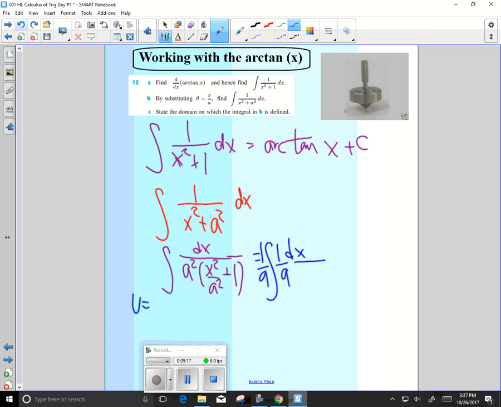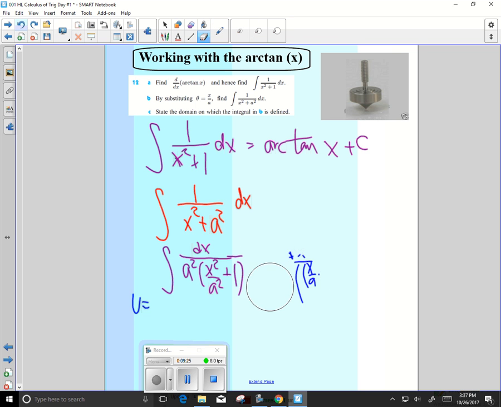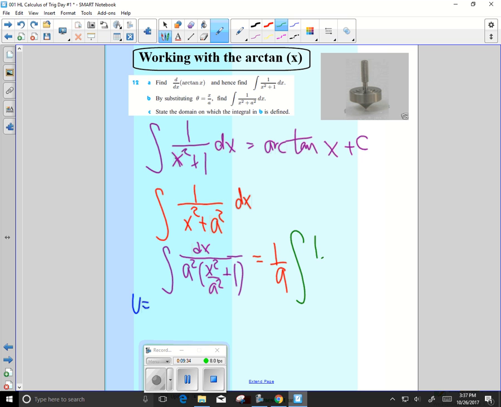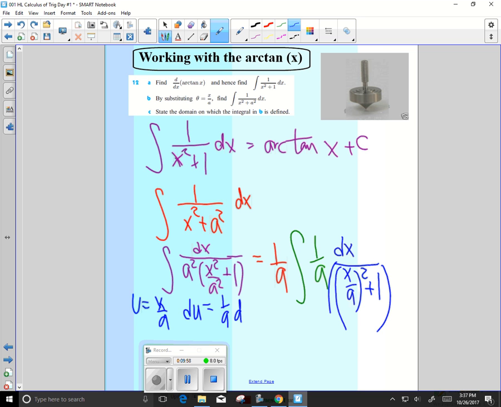One over a times the integral of 1 over a x over a quantity squared plus 1. Let me try this one more time. So it's going to be equal to 1 over a times the integral of 1 over a times dx over x over a squared plus 1. Okay, so we're going to let u equal x over a again, and so the derivative of u is going to be 1 over a dx.